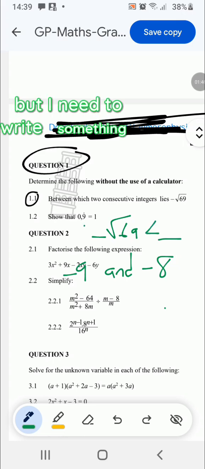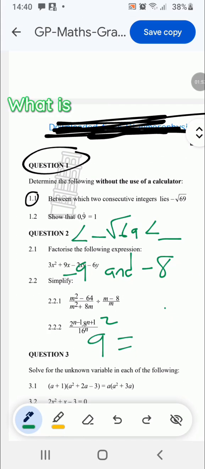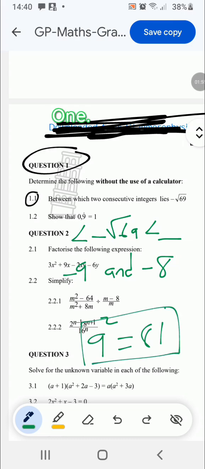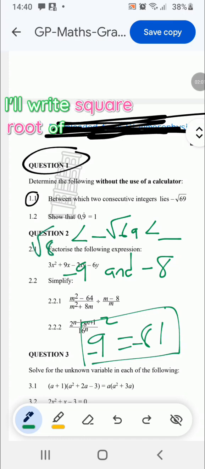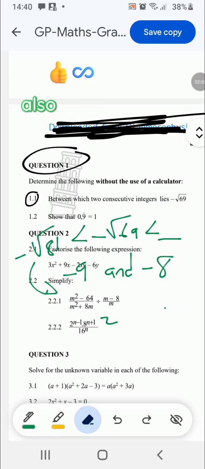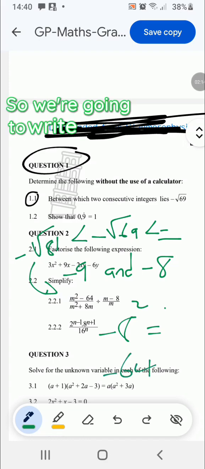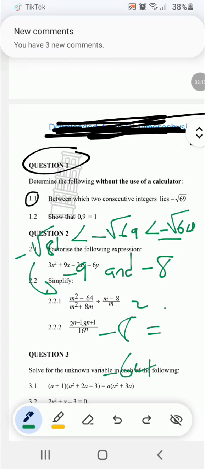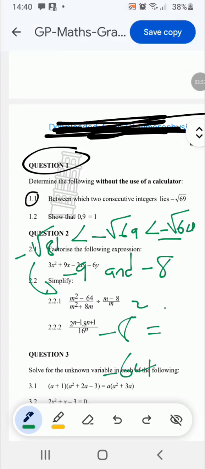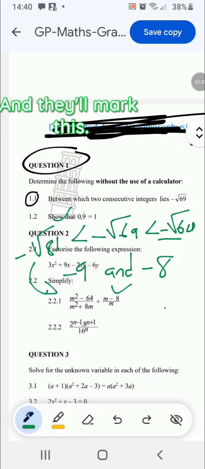But I need to write something here. 9 square. What is 9 square? It is 81. Minus 9 square, is minus 81. So I'll write square root of 81 here because that's how I got the minus 9. I also do the same for minus 8. Minus 8 square, use your calculator, is minus 64. So we're going to write minus square root of 64. So our step is from, they'll mark this and they'll mark this.